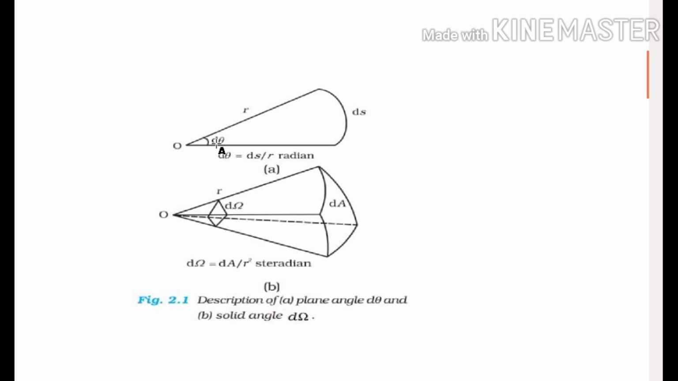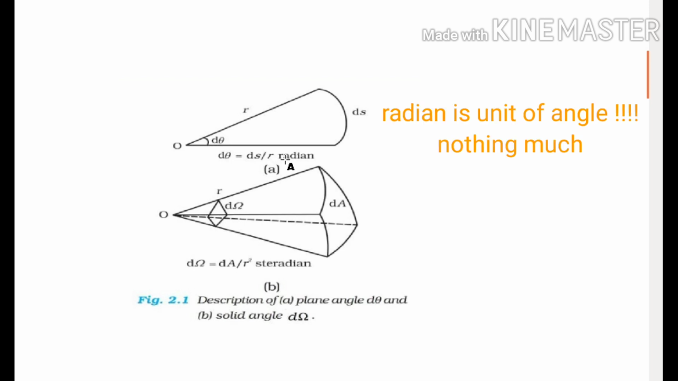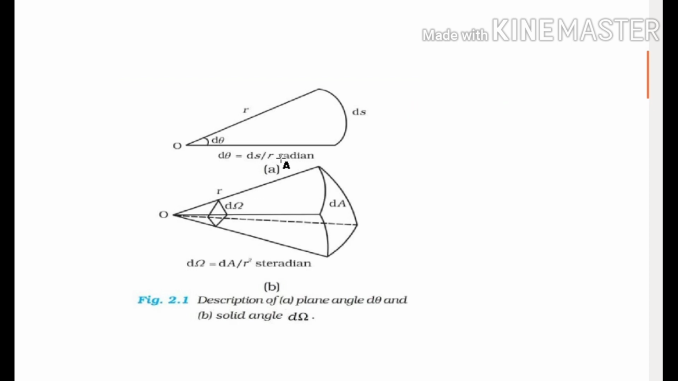The d theta are related as ds divided by r, means the length is being divided by another length, so there will be no unit. But to represent that this is an angle, we use radian as its unit. Make it clear, please. We will use radian as its unit. Otherwise ds by r will be a simple number and we have to indicate it as angle. So for indicating it as an angle, we use radian as its unit.